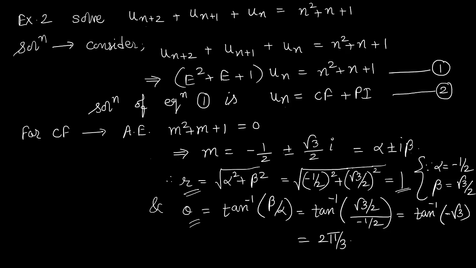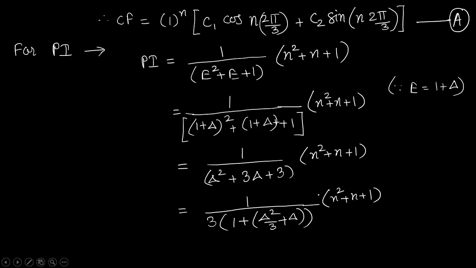Theta equal to tan inverse of beta by alpha, therefore tan inverse of minus root 3, that means 2 pi by 3. Then we write the CF as r to the power n, C1 cos n theta plus C2 sin n theta. Now 1 upon f of E into this polynomial in terms of n, therefore we apply case number 3 for finding PI. Now substitute E equal to 1 plus delta and simplify, taking the lowest term common.